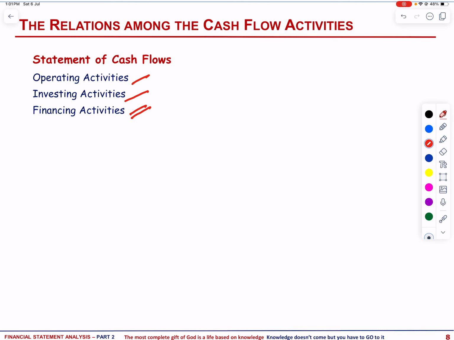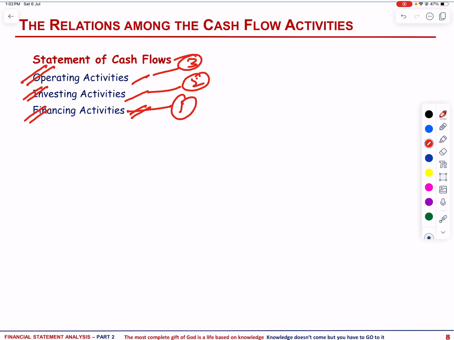And so these activities typically occur in sequence. Companies first of all raise capital, then they invest in the assets, and finally they generate cash from operations. So they are going to raise the capital, that is number one. Then they are going to invest, that is number two. And then they are going to generate cash from their operations, so that is number three.